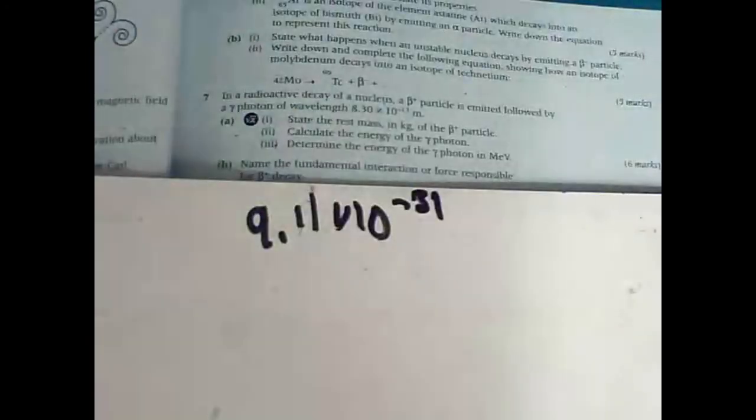Moving on, we have question 7. In a radioactive decay of a nucleus, a beta plus particle is emitted following a gamma photon of wavelength 8.30 times 10 to the minus 13. State the rest mass in kg of the beta plus particle. Because it's a beta plus particle, it is essentially a positron, and a positron has the same mass as an electron, so the rest mass is equal to 9.11 times 10 to the minus 31 kilograms. Something to remember from previous videos.